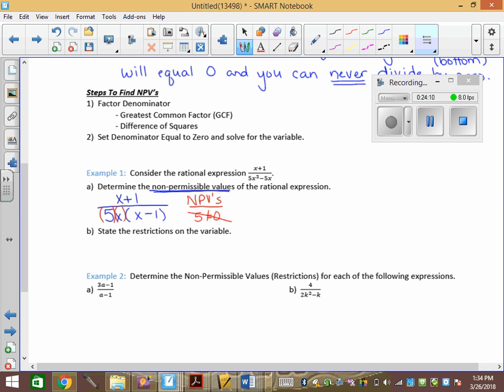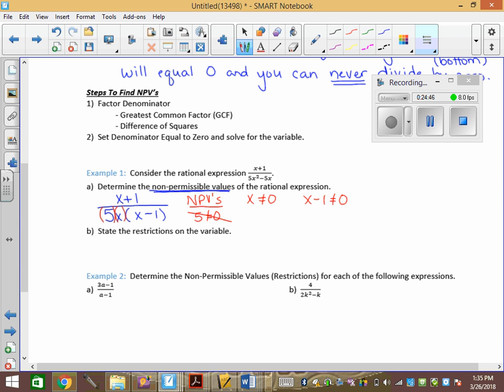Okay? Then we take our next bracket and we say it can't equal 0, right? Because if anything in these brackets turn to 0, 5 times x times 0, the denominator would be 0. If the x turned to a 0, it'd be 5 times 0 times x minus 1. My denominator would be 0. So if any of these brackets could somehow turn to 0, the whole denominator turns to 0, which is a problem, right? So I take my brackets and I say they can't equal 0. 5 can't equal 0. X can't equal 0. X minus 1 can't equal 0.